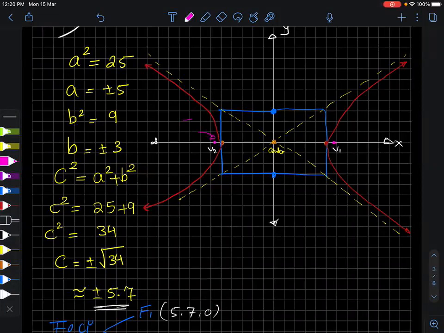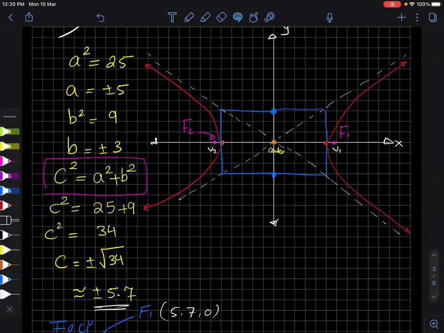So that's why, as I said in the previous session, the equation is c squared equals a squared plus b squared, because the foci are farther than the distance from the center to V1.